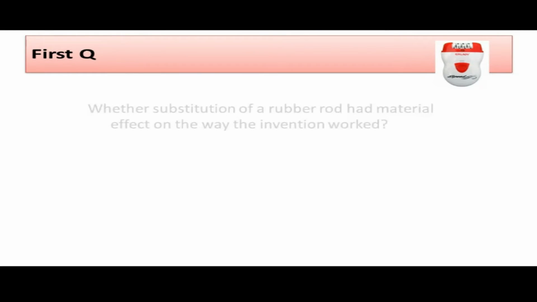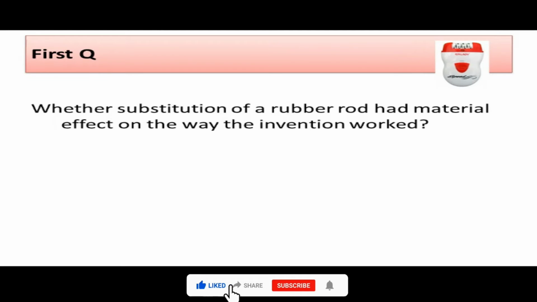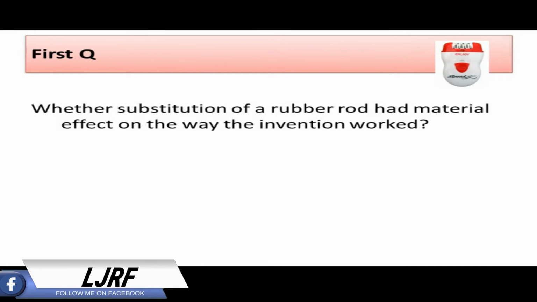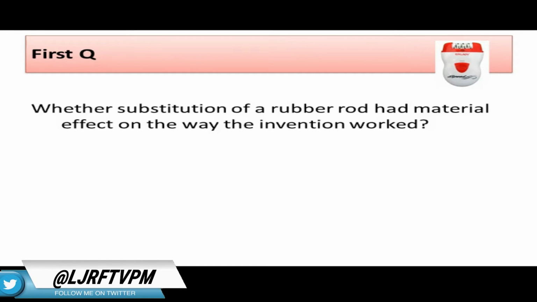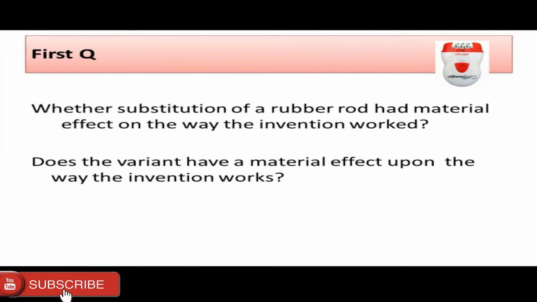Let us understand the kind of questions the court asked. The first question: whether the substitution of a rubber rod had a material effect on the way the invention worked. I want all of you to understand the question first. Whether the substitution had a material effect, a substantial effect, on the way in which the invention worked. In other words, does the variant here, the rubber rod, have a material effect upon the way in which the invention worked? That's the same question in a different form.